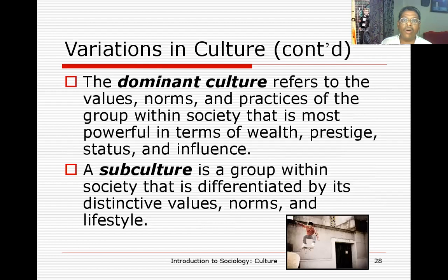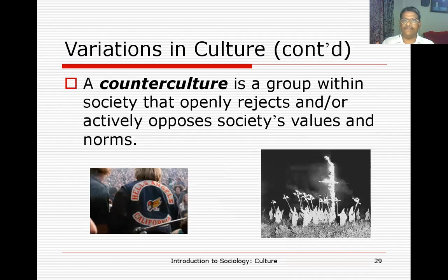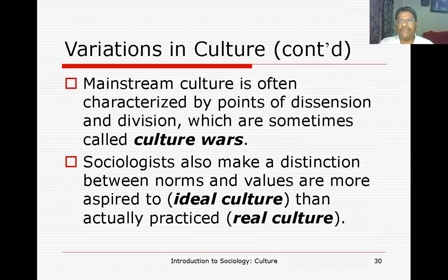We are closing. The dominant culture refers to the values, norms, and practices of the group within society that is most powerful in terms of wealth, prestige, status, and influence. A subculture is a group within society that is differentiated by its distinctive values, norms, and lifestyle. Dominant culture, subculture, and then counterculture. A counterculture is a group within society that openly rejects and or actively opposes society's values and norms. We're going to study all of them from the biblical perspective.